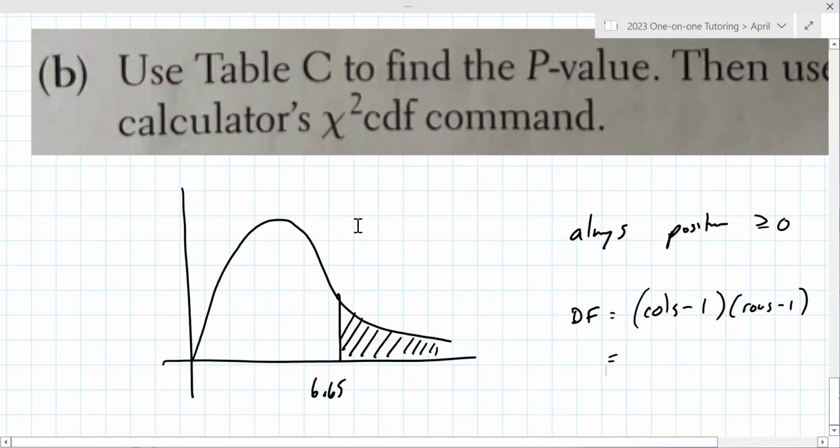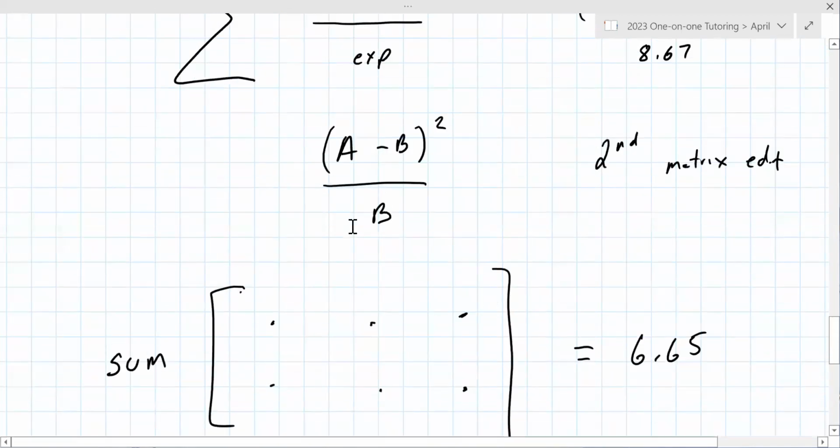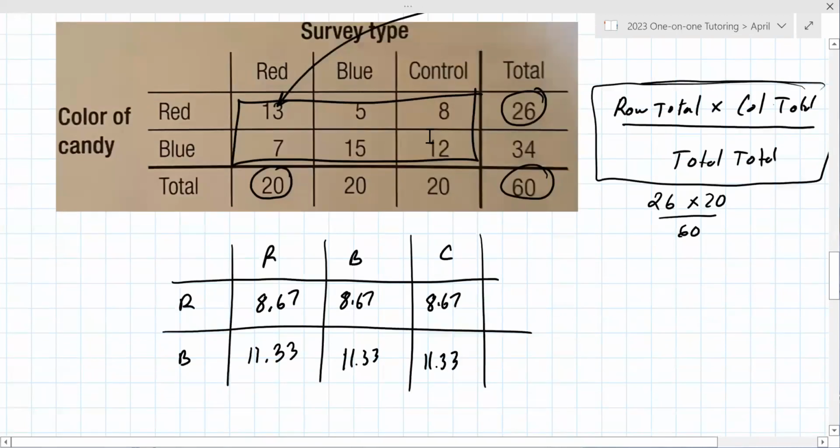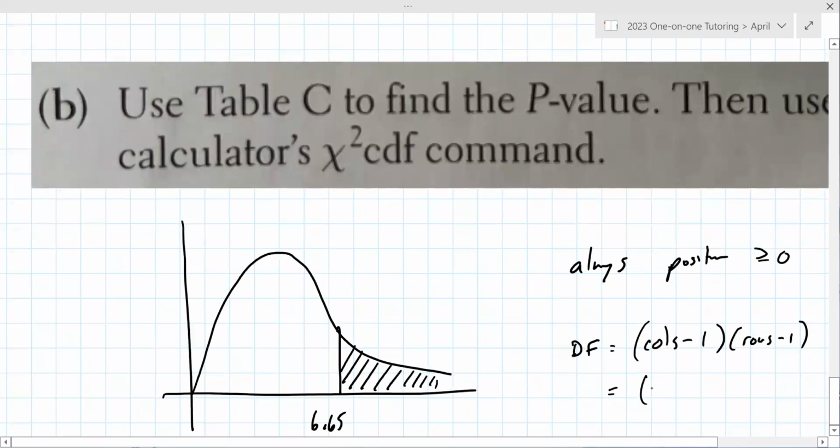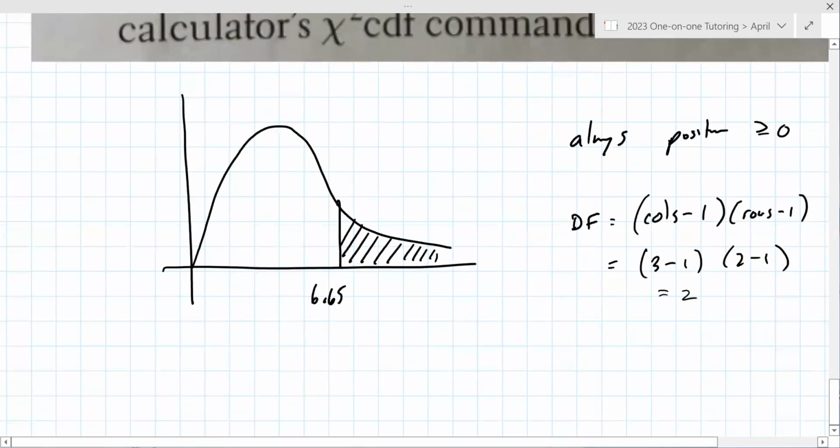So if you go back to your table here, you've got 2 rows and 3 columns. So you've got 3 minus 1 times 2 minus 1. Degrees of freedom is 2. Okay, yeah, perfect. That showed up on the calculator too, I noticed.